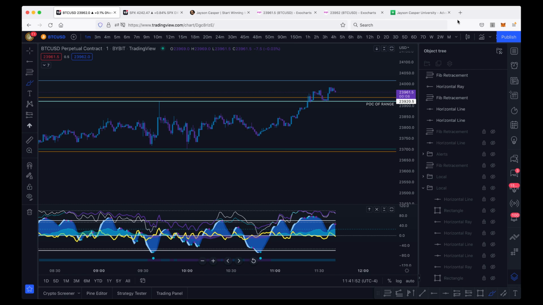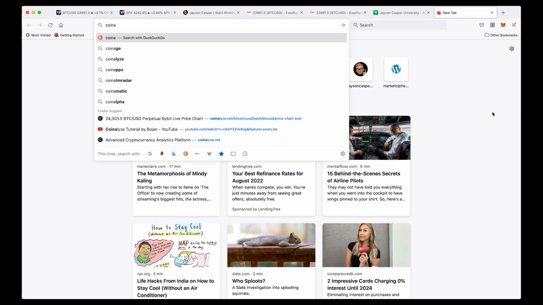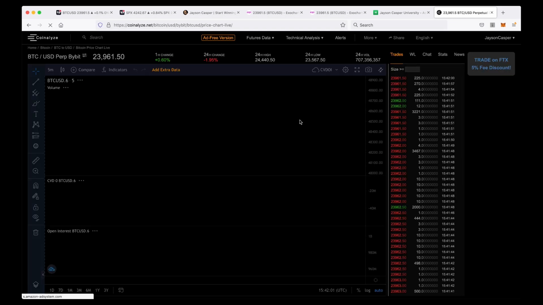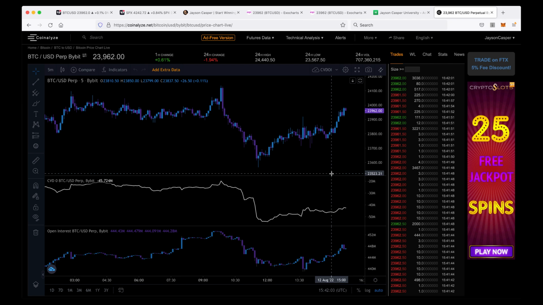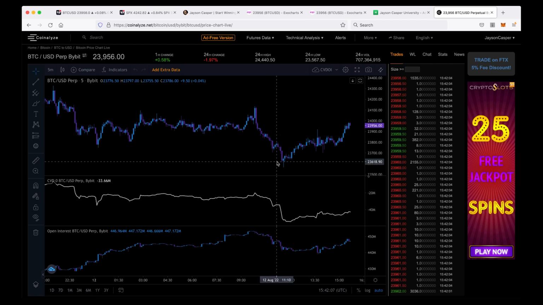But there's a free tool out there called Coinalyze.net. Coinalyze.net. And what this allows you to do is look and see if there are whales looking to push the price a certain way, okay?